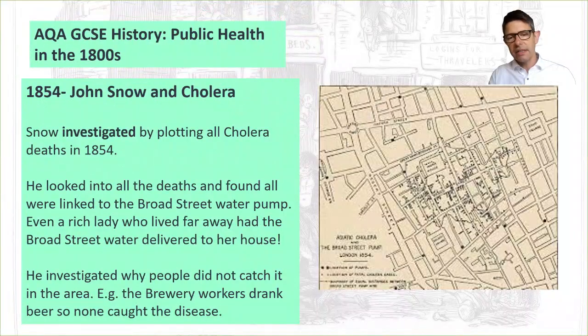John Snow's famous investigation, he plotted all the deaths on a map. He looked into the deaths around the Broad Street pump area and all the cholera deaths around the area. So some deaths were quite far away from the pump, so he investigated why a rich lady had died and found that she had the water delivered from the Broad Street pump. She liked the taste. Some people didn't die in the Broad Street area, and he investigated why that was. So the brewery workers drank the beer, so none of the brewery workers caught the disease.